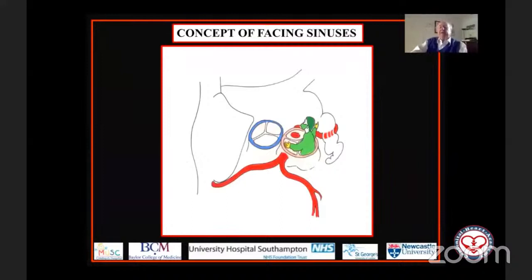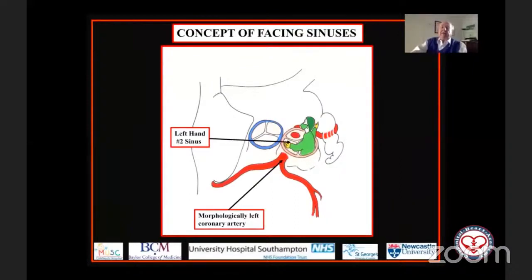So we consider ourselves as a little mannequin, we place ourselves at the non-adjacent sinus of the aortic root, and we look towards the pulmonary trunk. And then one of the valvar sinuses is going to be to our left hand. So this is number 2. And in the majority of cases, congenitally corrected transposition, because of left-handed ventricular topology, that is going to be giving rise to the morphologically left coronary artery.